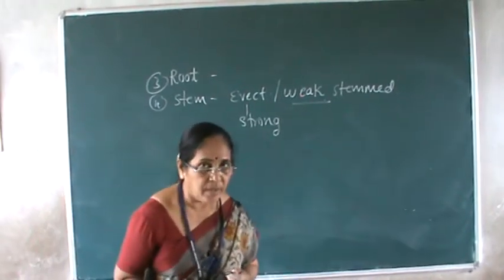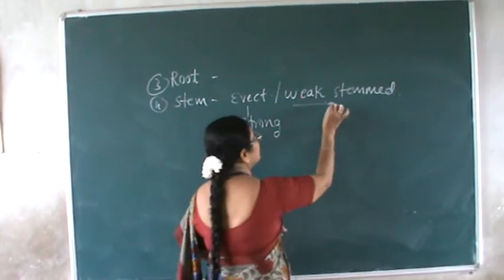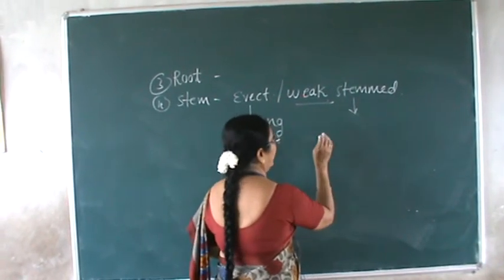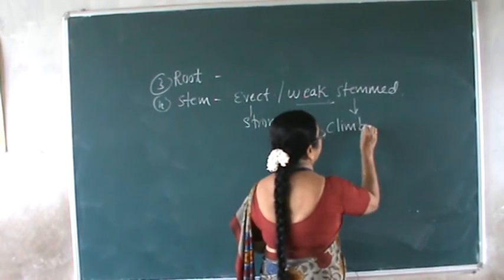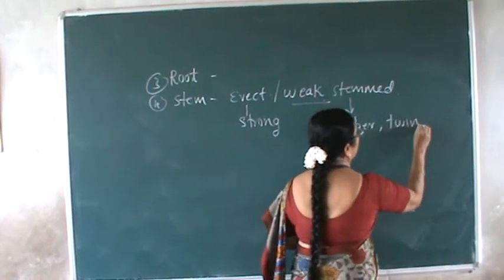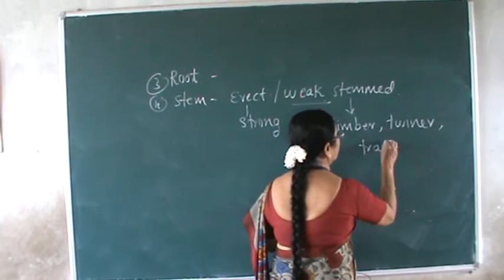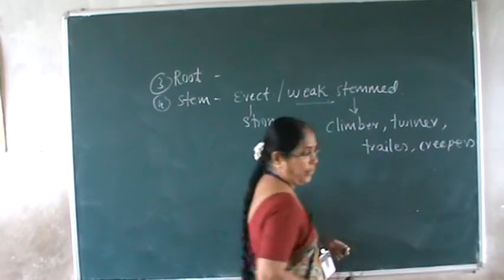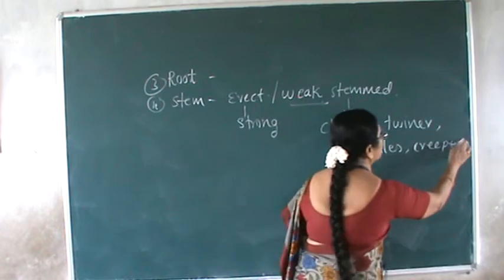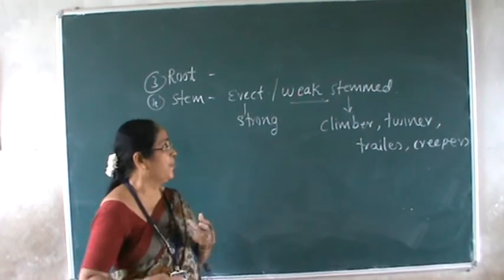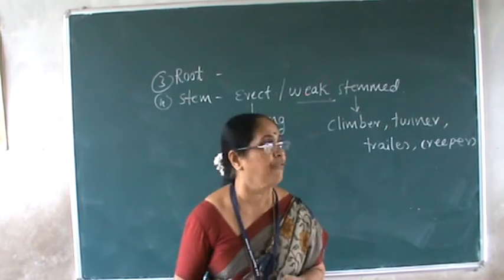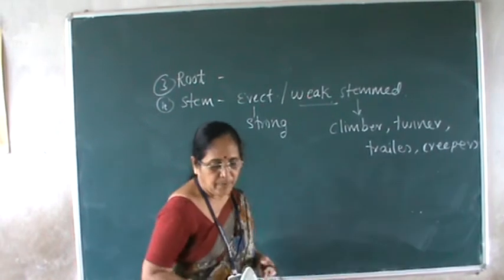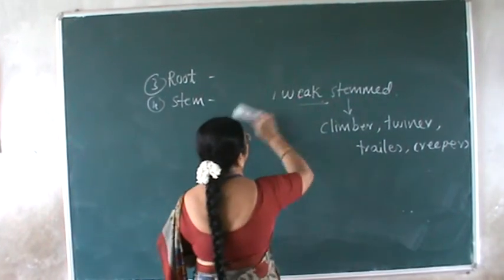And once you mention weak stemmed plants, among this category of plants, here you have to mention whether it is a climber, twiner, trailer, creeper, etc. You can mention whether the plant belongs to a climbing nature, or it is a twiner, which twines around the support, or it is a trailer which trails over the surface, and whether it is a creeper generally. And this is to be mentioned in the stem. Okay.